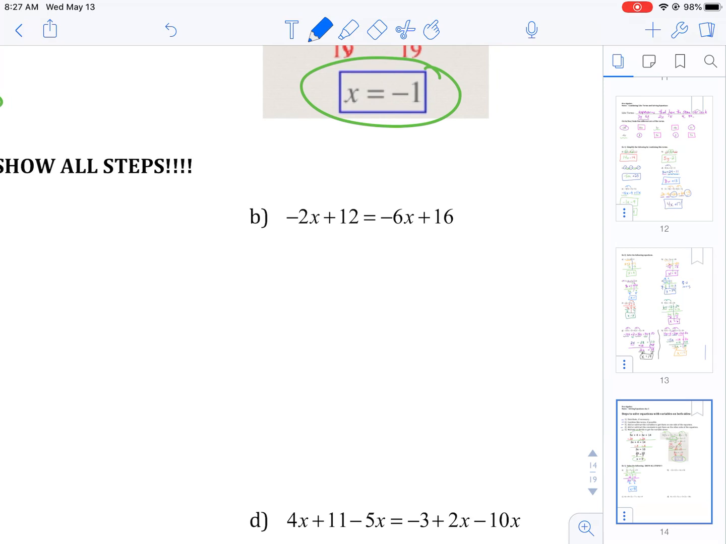All right, letter B is very similar. We want to get the variables on one side because there are no like terms on the left or the right. So if I want to move that variable to the left side, it's a negative 6x, so I want to do a positive 6x.